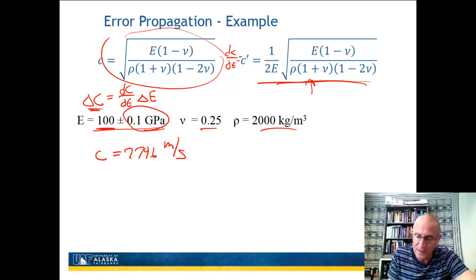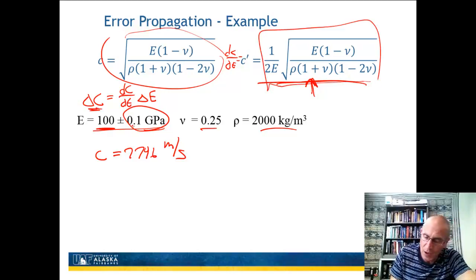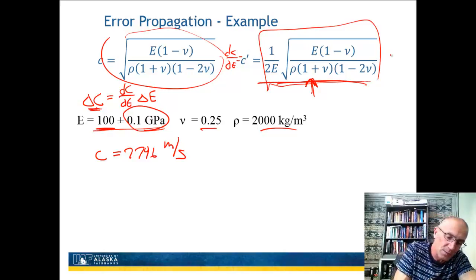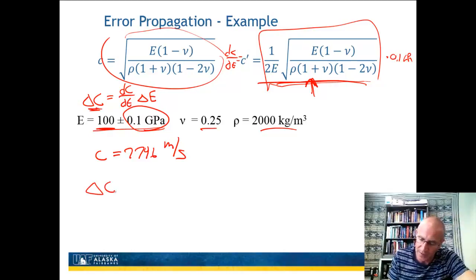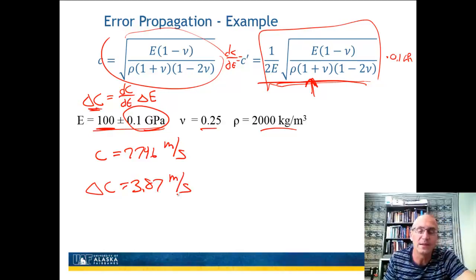Now I want to know the uncertainty in C, so I use this right over here. I plug my numbers into this equation and then multiply that by the uncertainty in E, so I'm multiplying that by 0.1 gigapascals to give me my uncertainty in the speed of sound. The uncertainty in the speed of sound is 3.87 meters per second. Hopefully you see the power of this. If you just looked at these numbers before you did it, and I said I only know my modulus to, for example, 0.1%, plus or minus 0.1 gigapascals, does it have a very big effect on this known speed of sound? You look at it here, it's only about 4 out of 7,000, not that much.